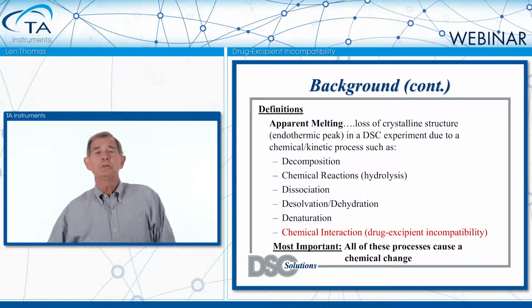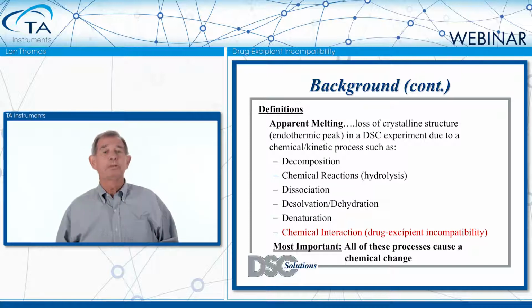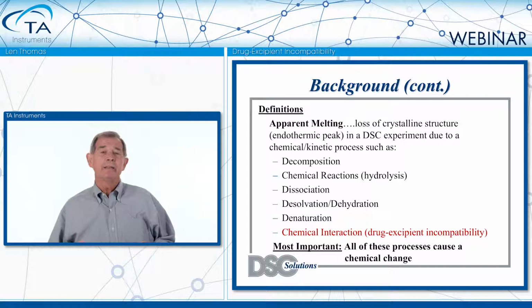If you joined us for webinar number 2, you have a pretty good understanding now of what apparent melting is. And again, apparent melting looks like melting. It's an endothermic peak in our DSC data that results in the loss of crystalline structure. But it's not the melting process that's driving that loss of crystalline structure. With apparent melting, we have a chemical process that is causing the loss of the crystalline structure.